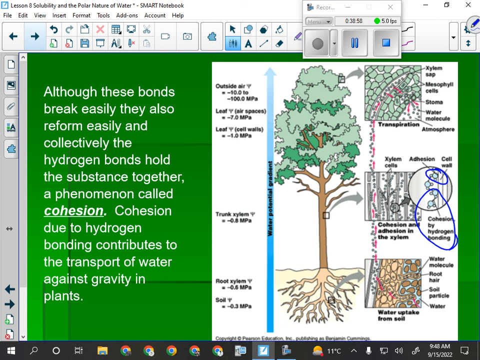So no energy required. It's just using the fact that water is polar to be able to haul it up the tree. So there's an example of a living organism that has evolved around the polar nature of water.